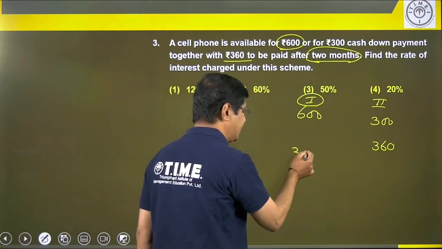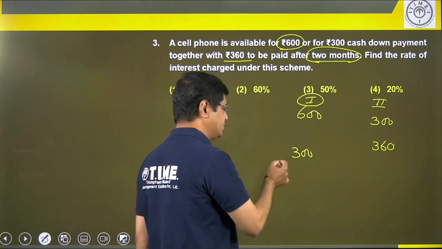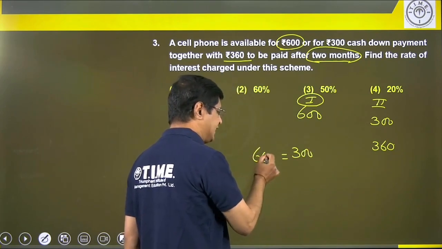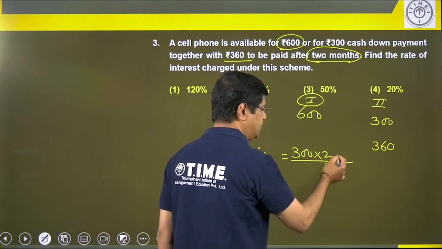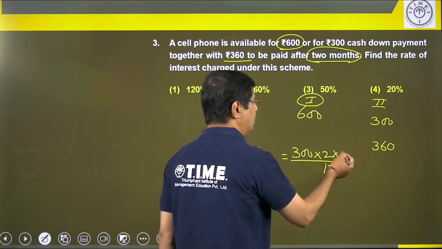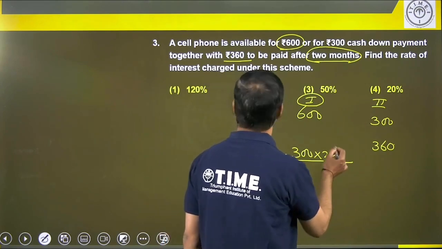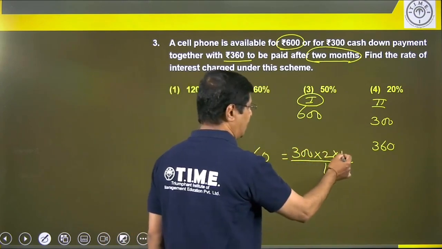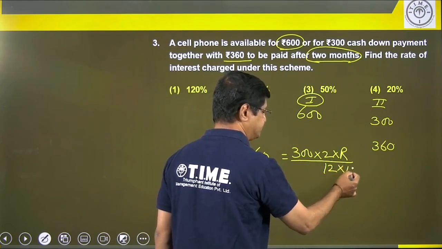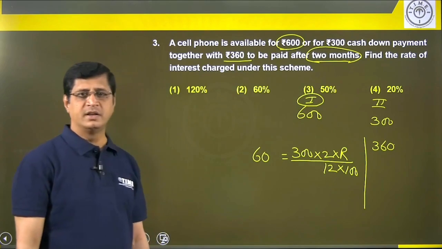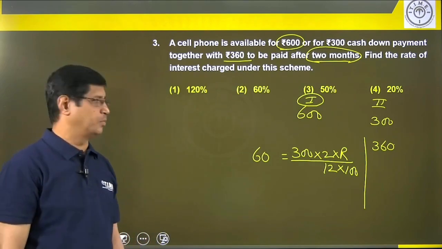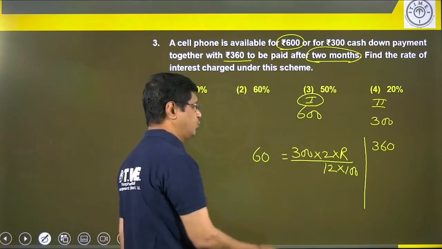On that 300, now he is paying 360, means 60 rupees he is paying as the interest for a period of 2 months. 2 months means how many years? 2 by 12. What is the rate of interest? The rate of interest to be found is R by 100. So charging here 60 rupees on 300 for a period of 2 months, so 2 months means 2 by 12.